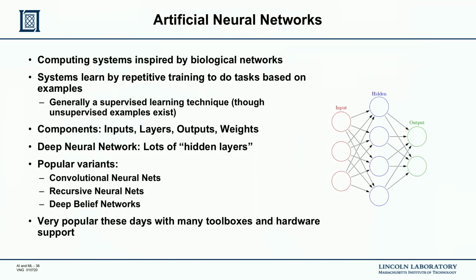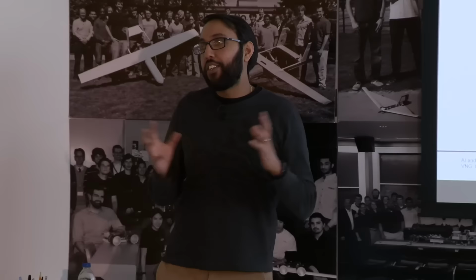But I think a reason that these are so popular these days is there are so many tools out there that are very easy to use. You can just go online and within about 5 minutes write your first neural network. Try writing a hidden Markov model that quickly. Maybe there are people who can, but in general.